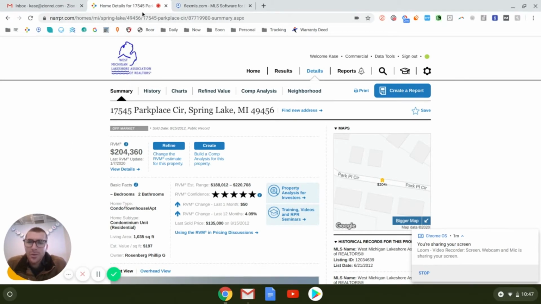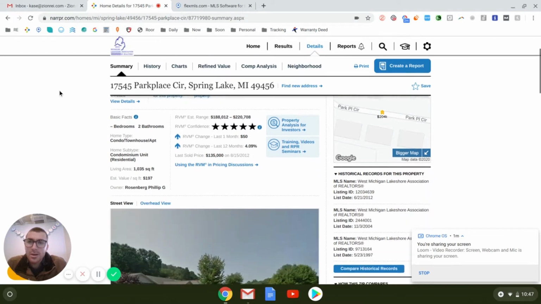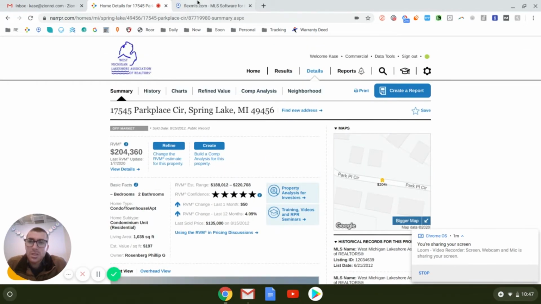Don't worry about the websites I'm using. Neither of these will be available to the public, so it's not something you'll be able to use. But this is how real estate agents and investors are going to price your property and determine its fair market value. So we'll go ahead and get started.